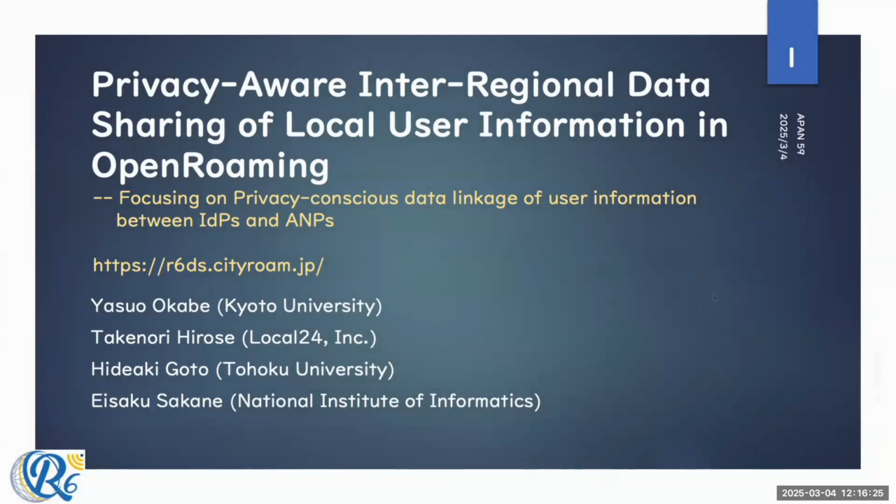So my name is Sakane from the National Institute of Informatics in Japan. I'd like to talk about privacy-aware regional data sharing of local user information in OpenRoaming. Especially in this presentation, I focus on privacy-conscious data linkage of user information between identity providers and access network providers.